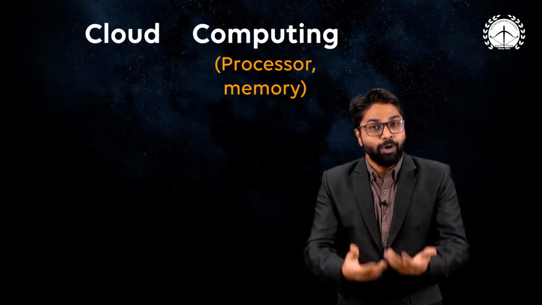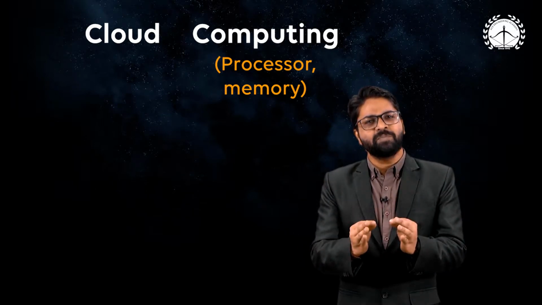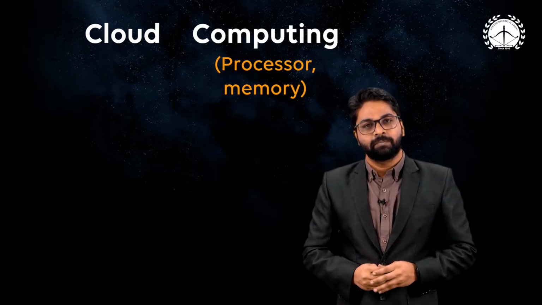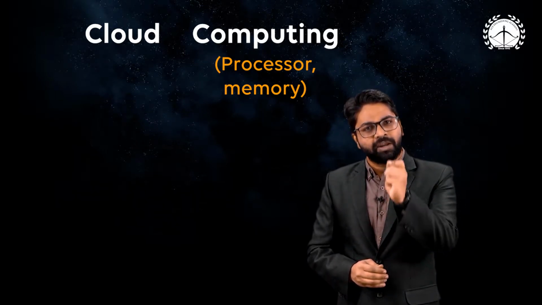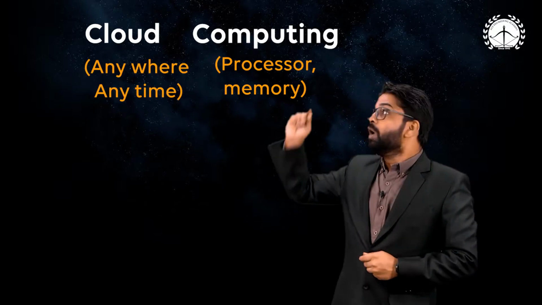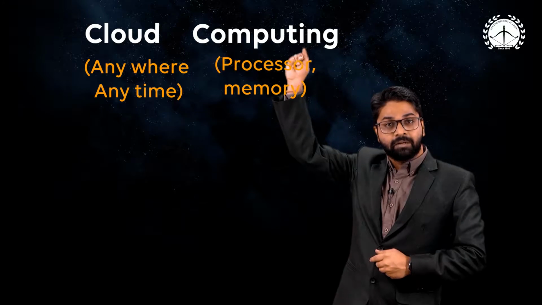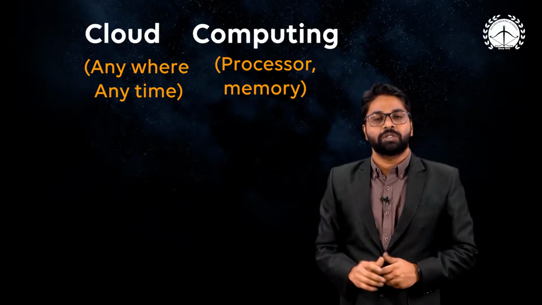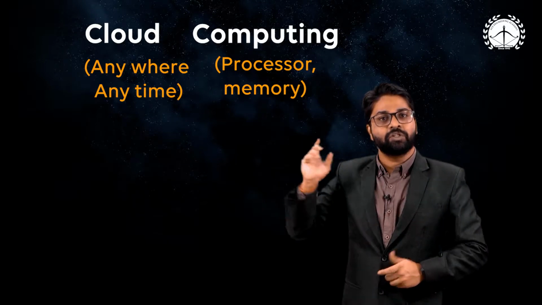Then what is cloud over here? Cloud is a different name that has been used for internet. Cloud is a different name that has been used for anywhere, anytime. So a cloud is anywhere, anytime. Computing, processor or storage. So anywhere, anytime, processor and storage.